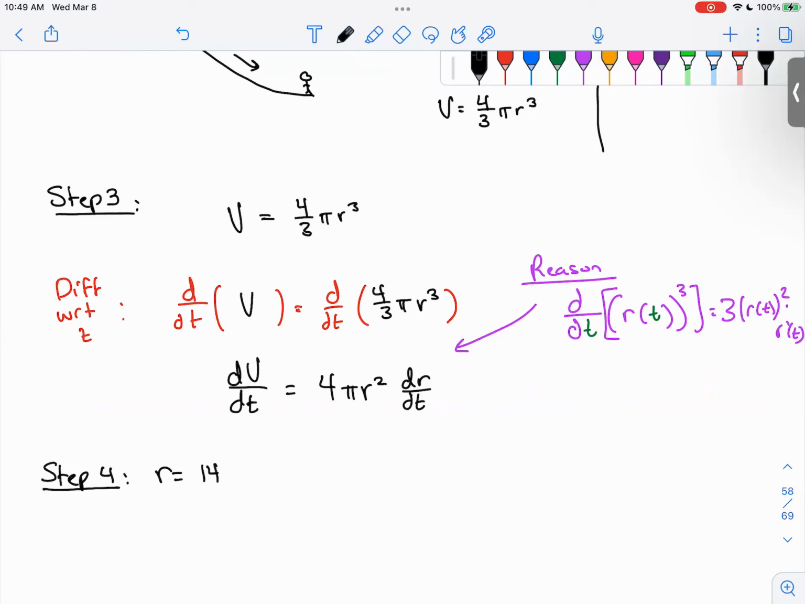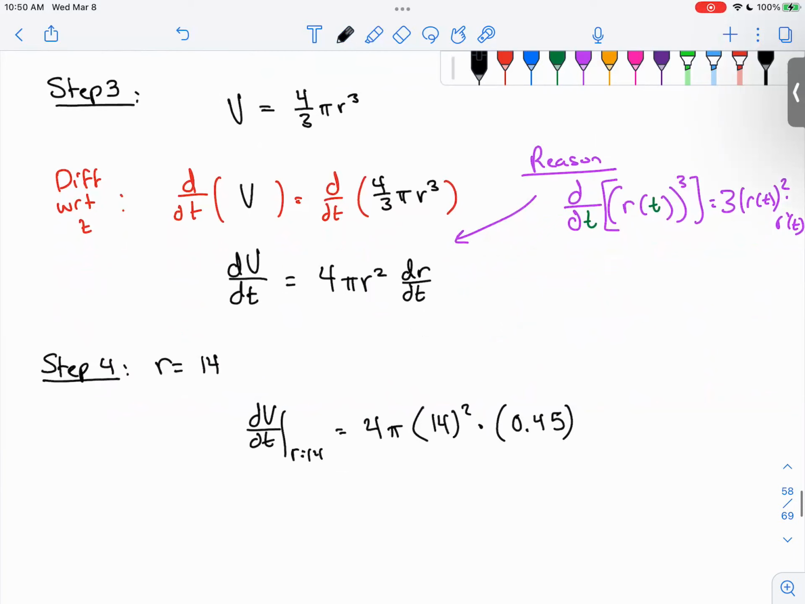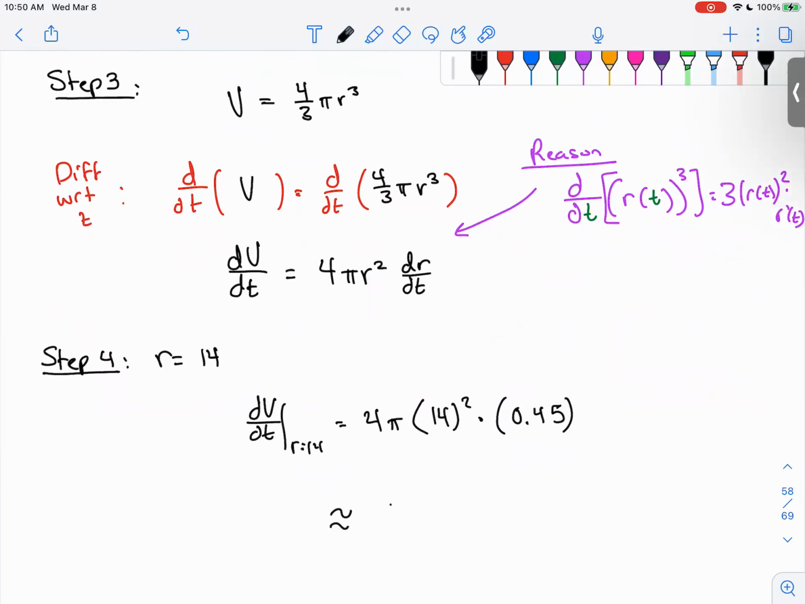So now step 4. r was equal to 14. That was one of the known values. It was when r is equal to 14 inches. So dV/dt is the thing we're trying to solve for. When r is equal to 14, it's going to equal 4 pi times r squared. r is now 14. So 14 squared times dr/dt, which was 0.45. And so if I plug that into my calculator, I get an answer of 1,108.35, roughly.